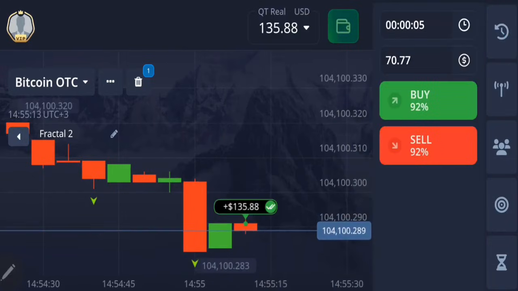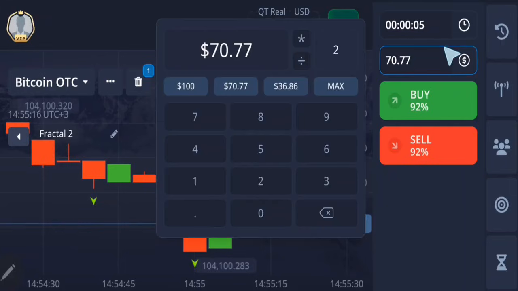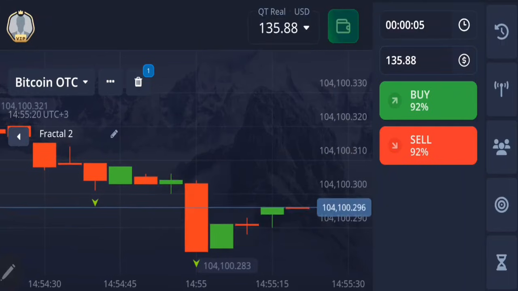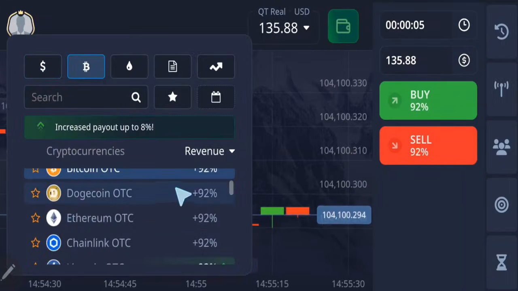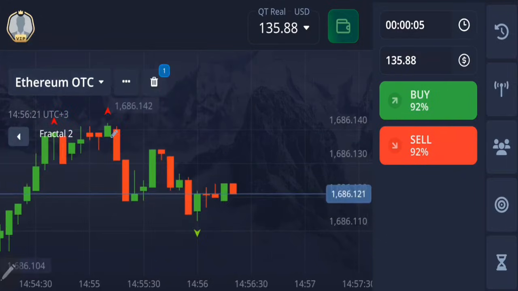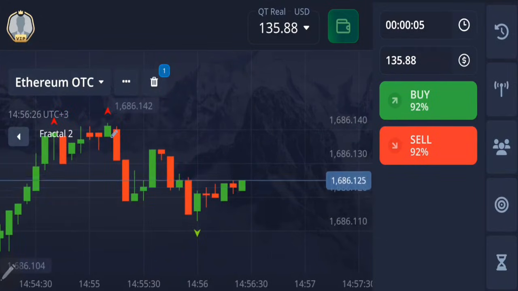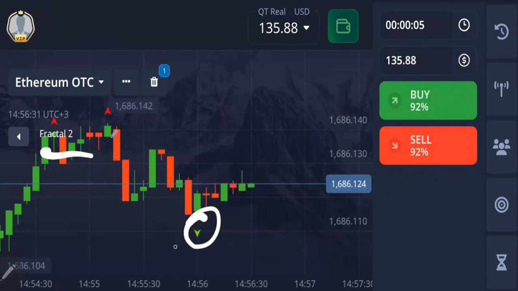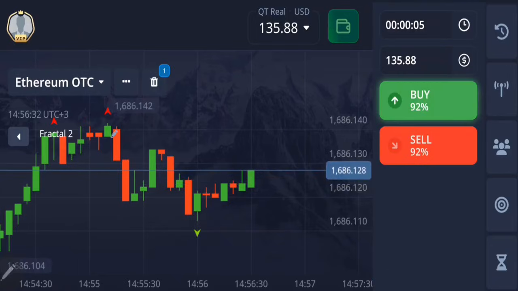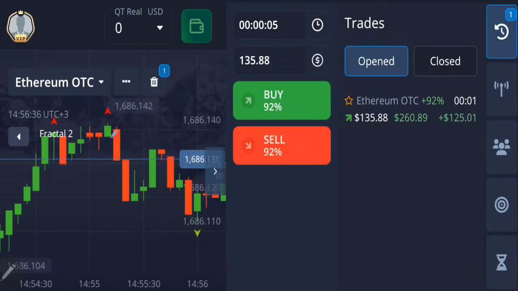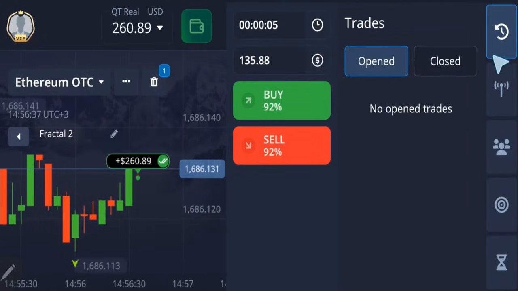Next, it's gonna be a $135.88 trade, but I'll try another cryptocurrency. Okay, so Ethereum OTC. Let's go with this one. Basically, this is the second most popular crypto. I think you definitely heard of that. And yeah, speaking of fractal, the green arrow just emerged, so I'm buying a $135 call option. The profit is going to be $125. The trade ends up with a profit.